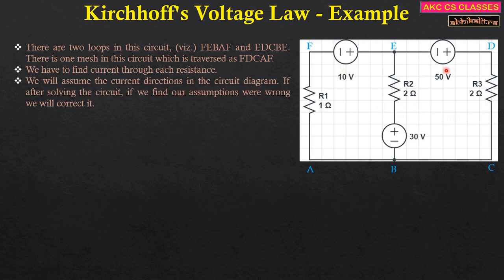The assumptions again are as per your own conventions, as per your own wish. There is no mandatory rule that you have to follow the same direction that I will be following in this particular circuit diagram, because after we solve for the currents in each resistor, if the value of the current comes out to be negative, then our assumed direction of current was wrong, and we will correct it accordingly, right? Current directions.